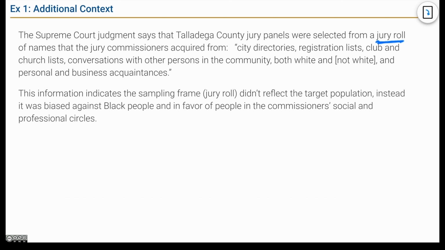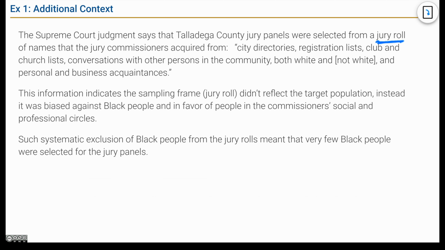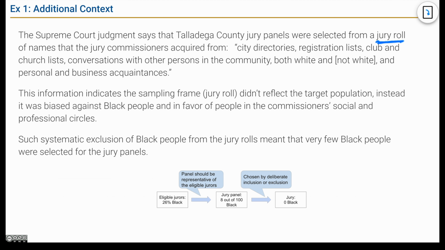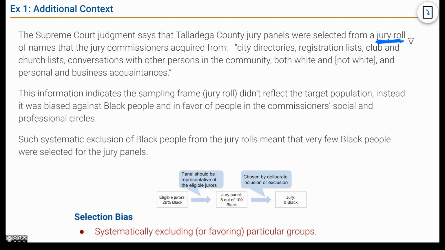And that was leading to the fact that when you took a sample from that jury roll, our jury panel was not representative. So this is an example of where we do have selection bias occurring in the sample, but it's really due to an issue with the sampling frame. I'm unsure if they did then take a simple random or a random sample with replacement from the jury roll. They might have done that correctly, but the jury roll itself had selection bias issues.